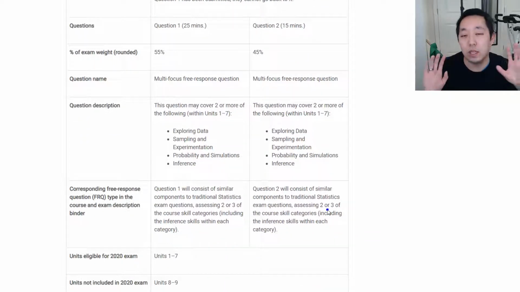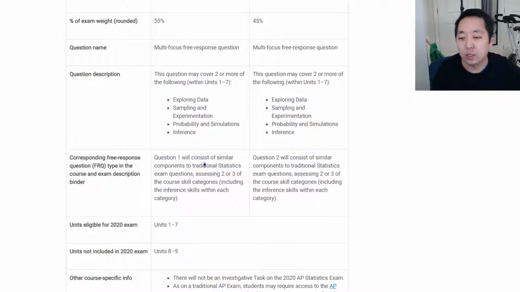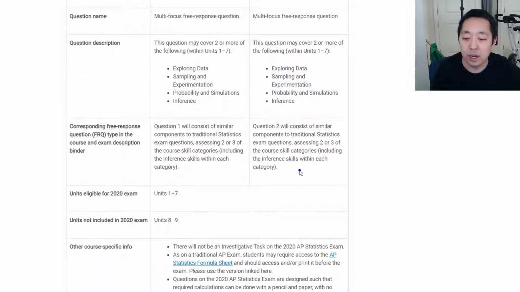Both questions are kind of standard free response questions. It's not like the number 6 question on the AP Statistics exam. It's more like the first 5 questions. The traditional statistics exam questions, they're going to be pretty standard. There's no investigative task on this exam.